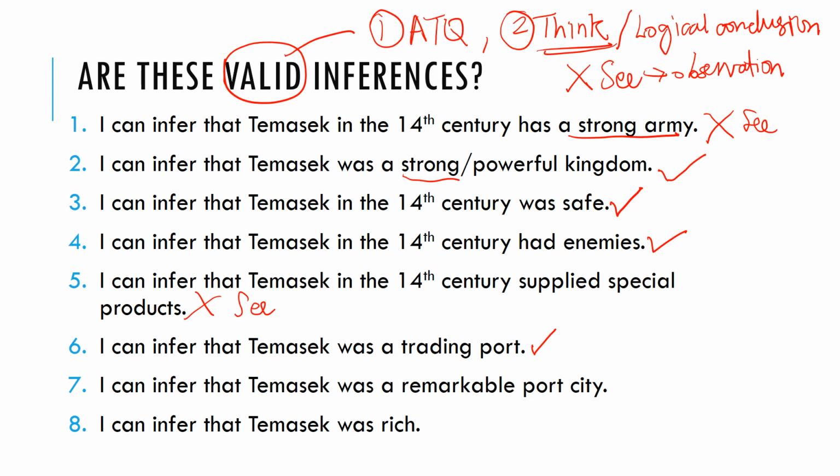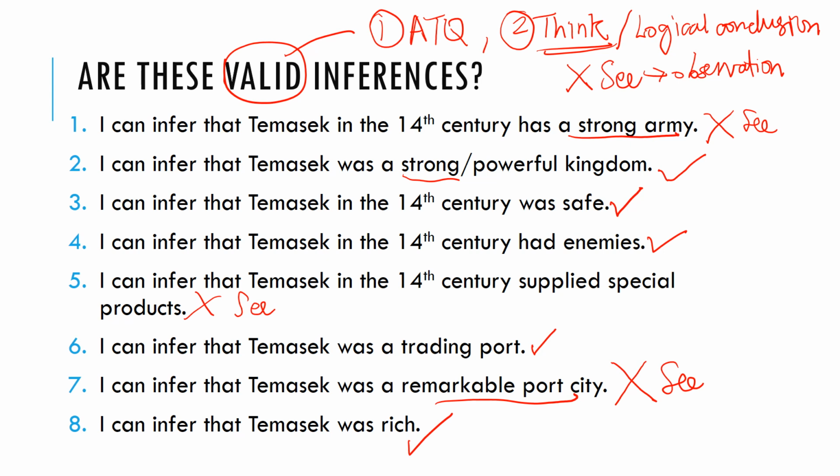I can infer that Temasek was a remarkable port city. No. It is already mentioned in sentence 1. Therefore, it's considered what you see. Next, I can infer that Temasek was rich. Yes. If they are able to supply special local products that were in demand, it probably means that they're getting a lot of money, and therefore it is valid to infer that they are rich.